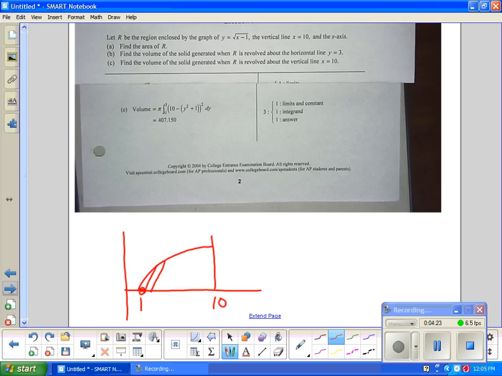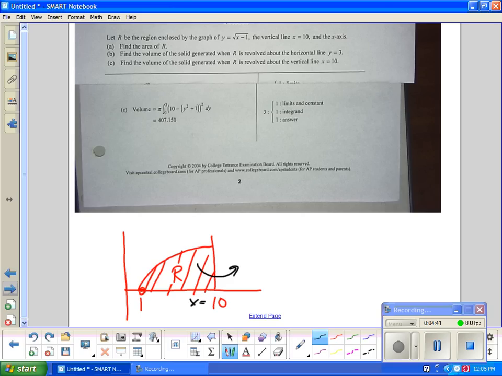And here's R. But we're going to revolve it instead of around the x-axis. We're going to revolve it around the line x equals 10. We're going to revolve around this line, and they want to find the volume again.